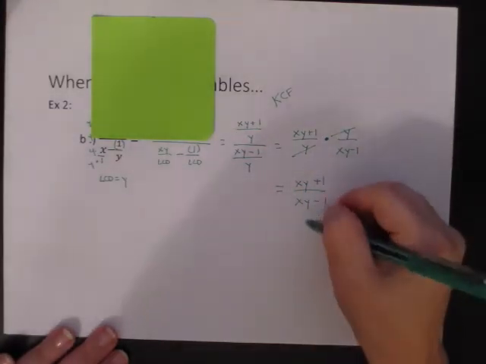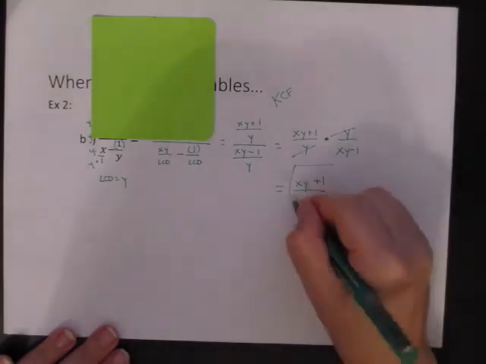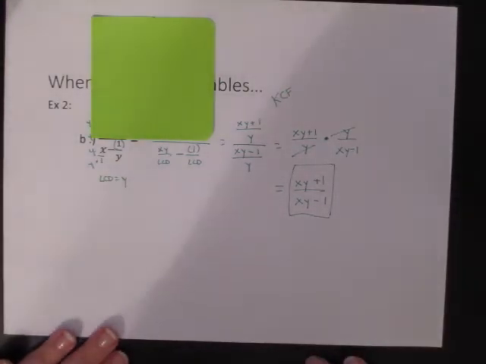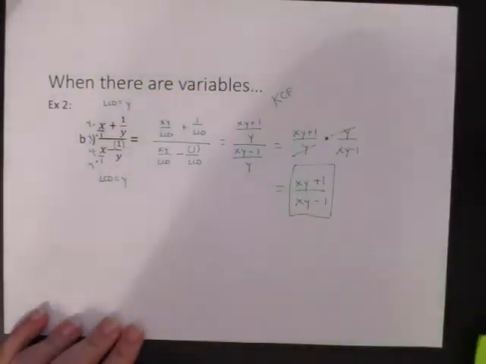And remember, you can't cancel the xy's out because they're attached with addition or subtraction. If they were just by themselves, then you would be able to. Okay?